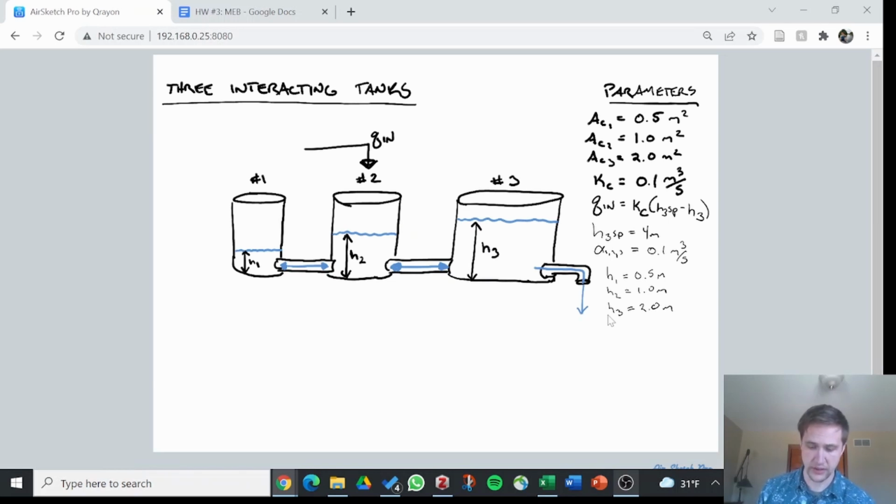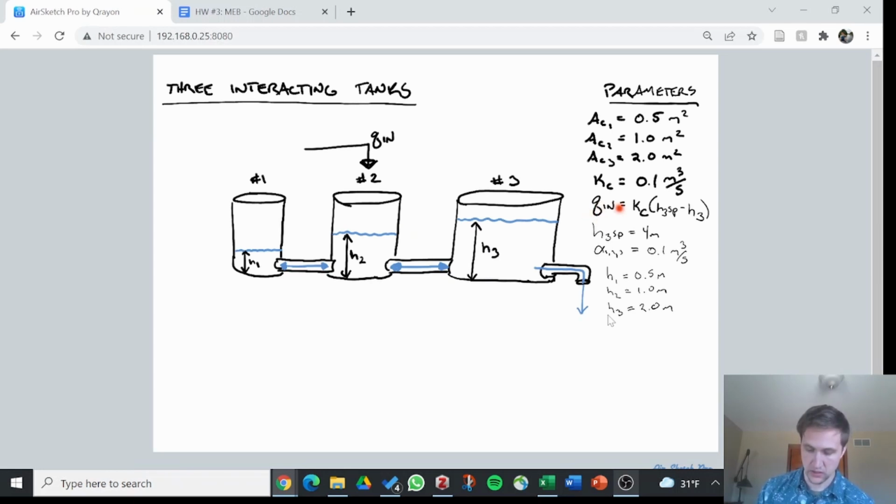So our cross-sectional area for tank 1 is 0.5 meters squared. Then for tank 2 we have 1 meter squared, and tank 3 is 2 meters squared. Our proportional control, which is going to be how we dictate the flow rate coming into tank 2, is going to be 0.1 meters cubed per second.